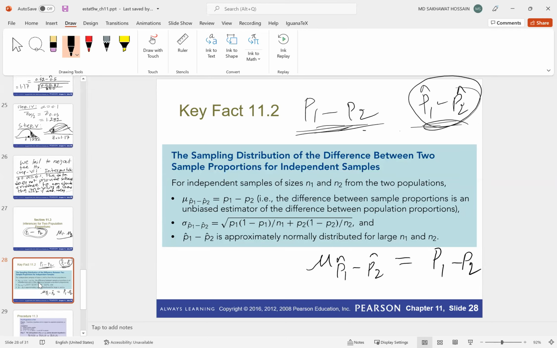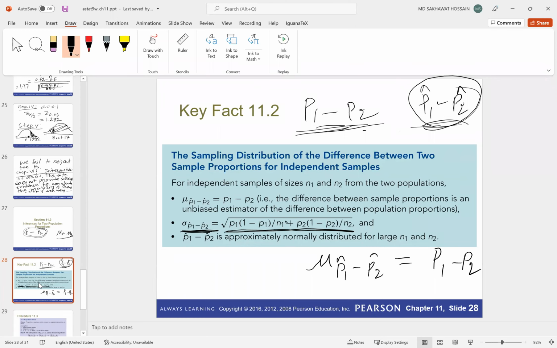So now the question is, what is the standard deviation? The standard deviation, sigma of P1 hat minus P2 hat, is equal to the square root of P1 times 1 minus P1 over N1, plus P2 times 1 minus P2 over N2. So this is the standard deviation for P1 hat minus P2 hat.